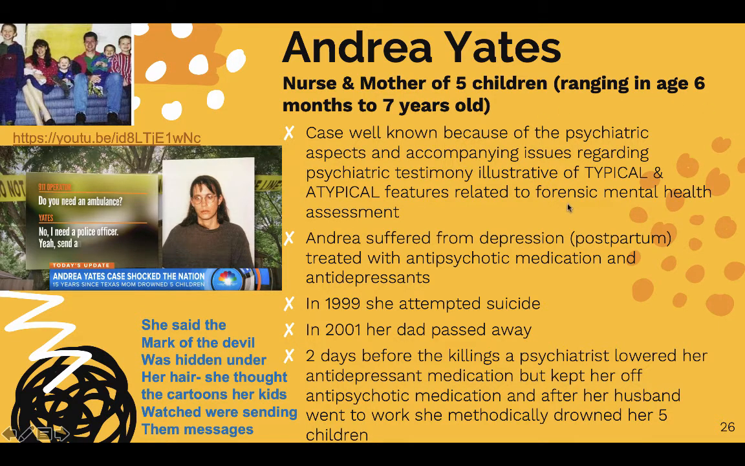She was suffering from depression, postpartum depression. She was being treated by a psychiatrist. She was under antipsychotic medication and antidepressants. In 1999, she did attempt suicide. In 2001, her dad passed away, and her depressive state got worse. Two days before the killings, a psychiatrist lowered her antidepressant medication but kept her off the antipsychotic medication.